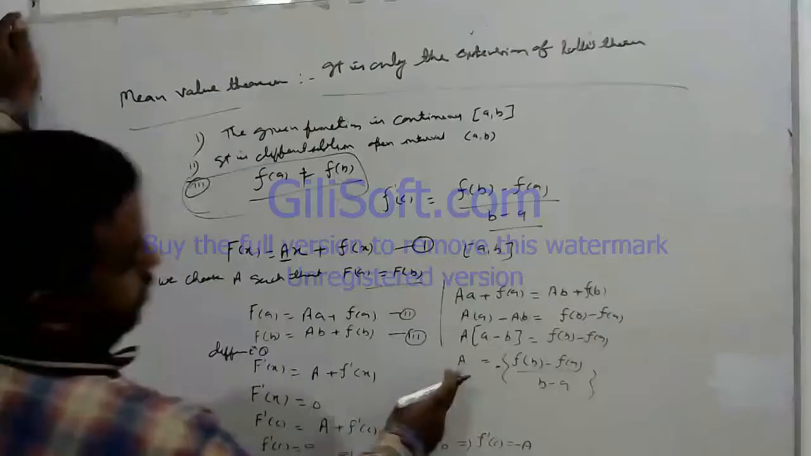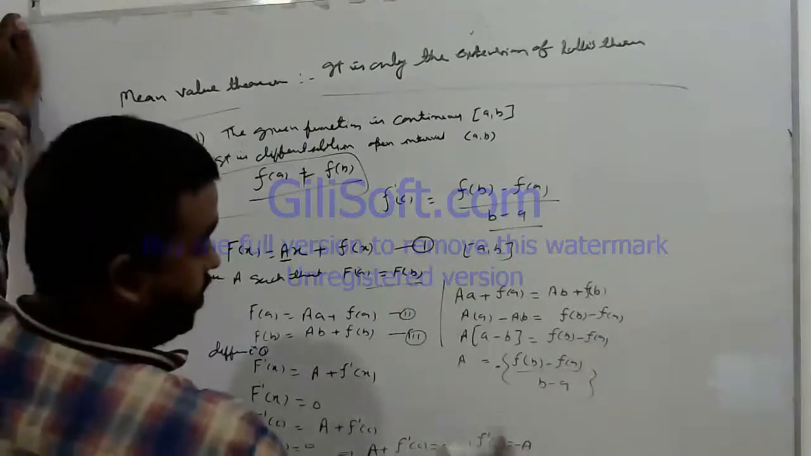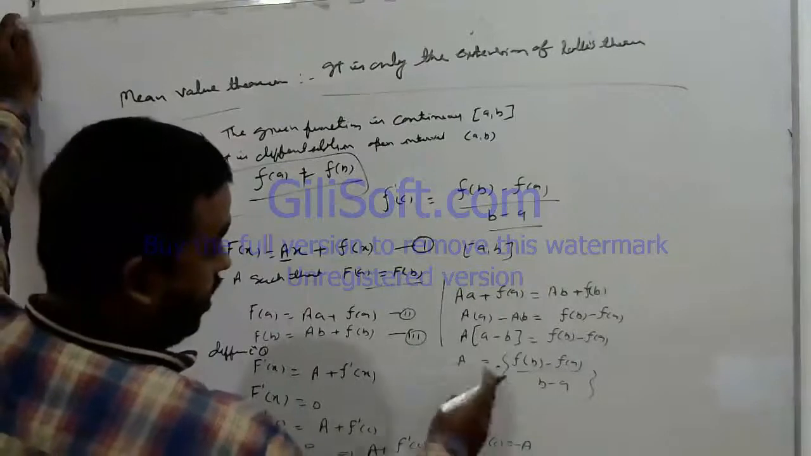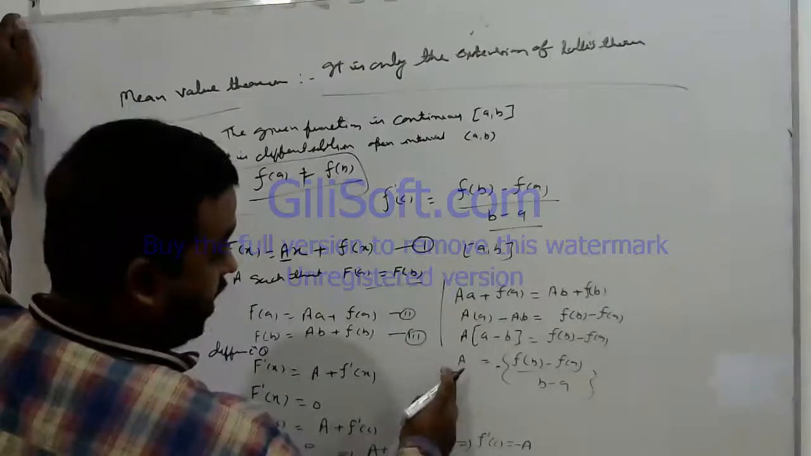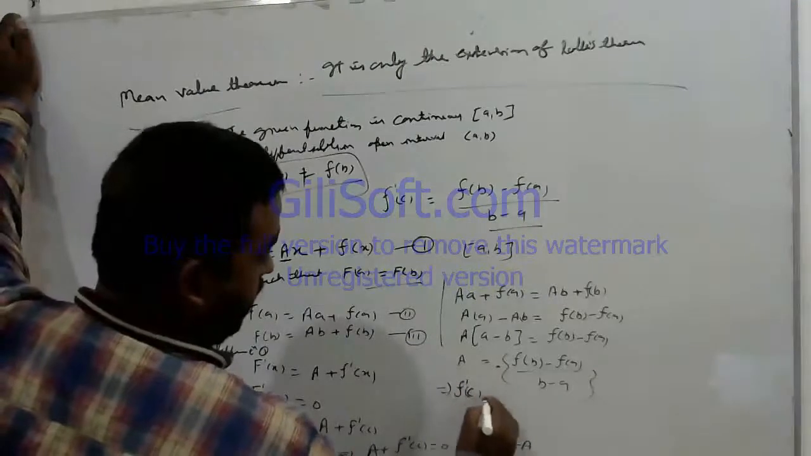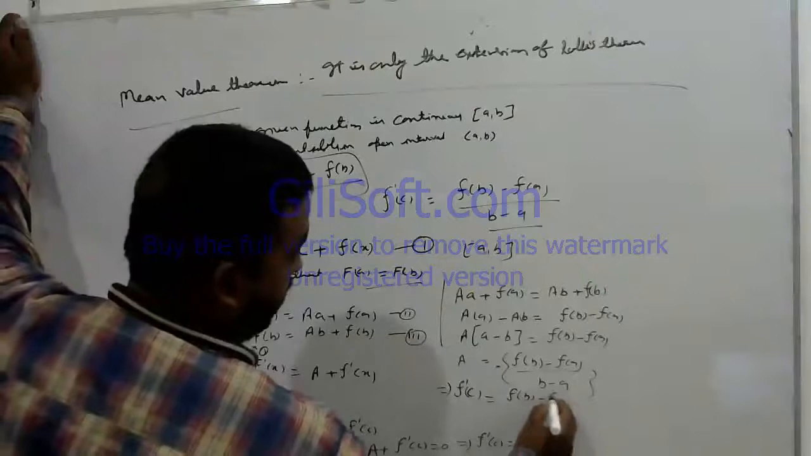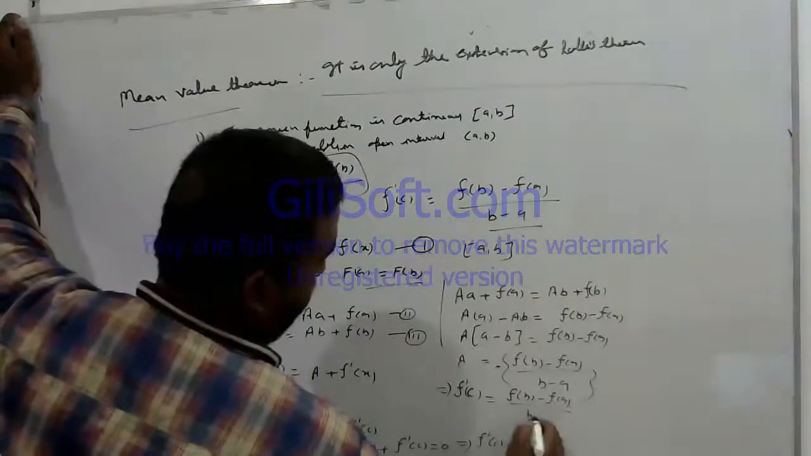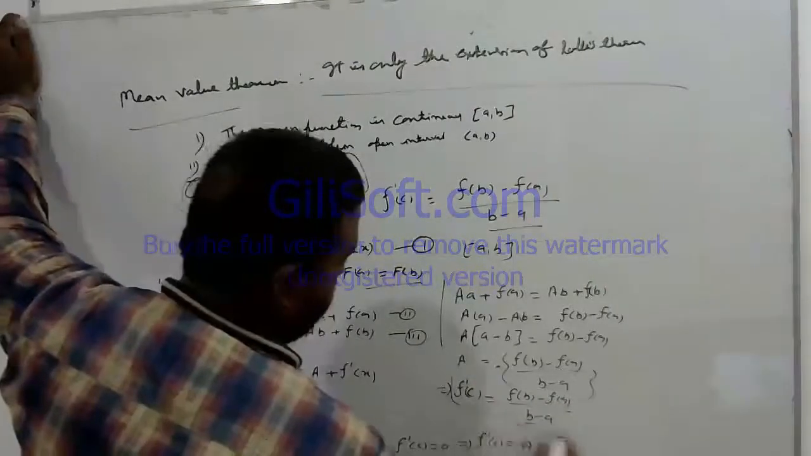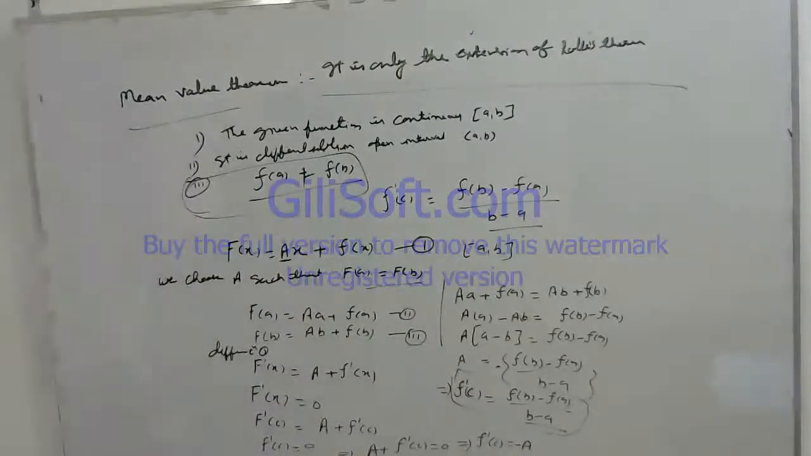And if we put here f dash c is equal to minus a, then we place this here, with the minus sign it becomes plus. Then we get f dash c is equal to f(b) minus f(a) by b minus a. This is the proof of this mean value theorem. Okay, you can write it down.